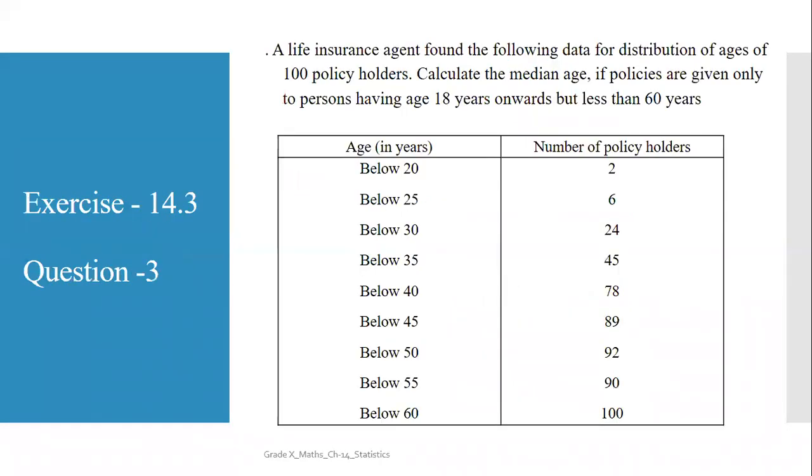Exercise 14.3, question number 3. A life insurance agent found the following data for distribution of ages of 100 policy holders. Calculate the median age if policies are given only to persons having age 18 years onwards but less than 60 years. So here age is given as below 20, below 25, that is the cumulative frequency is given here and we are required to find the frequency table.